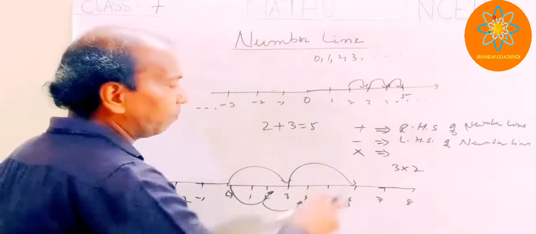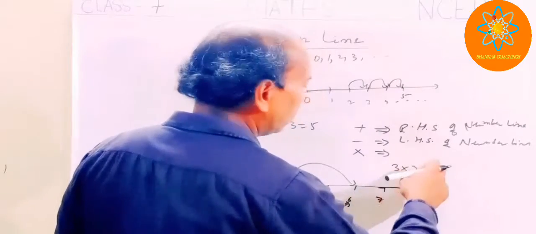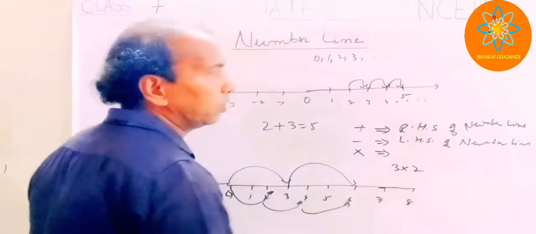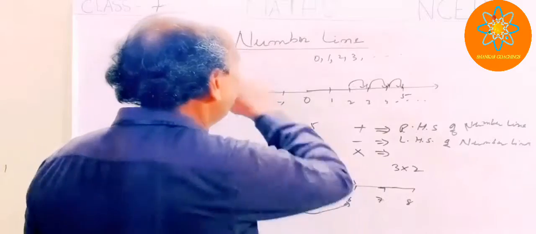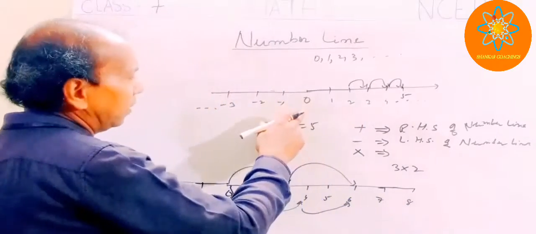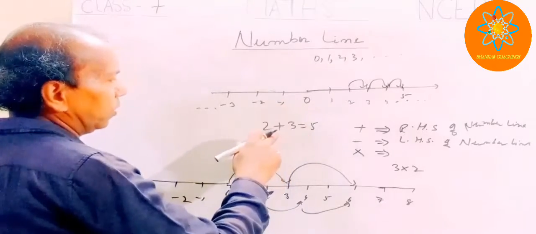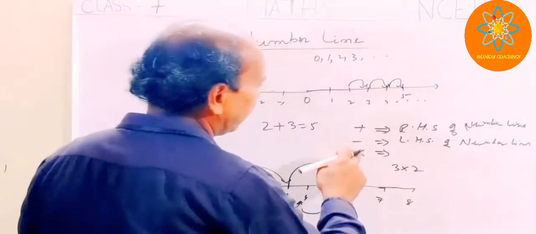The reason is that in multiplication you can take 3 into 2 is equal to 6, or you can take 2 into 3 is equal to 6. So this is all about the representation of integers on the number line and how we use the number line for addition, subtraction, and multiplication.